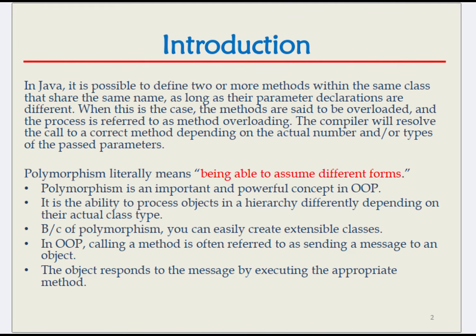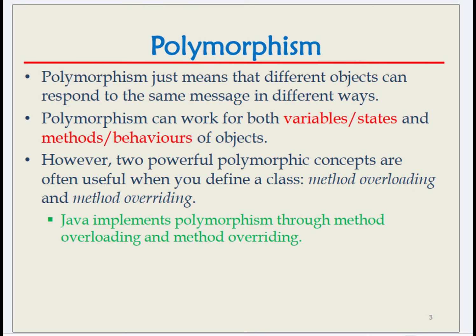In OOP, calling a method is often referred to as sending a message to an object. The object responds to the message by executing the appropriate method. 2. Polymorphism. Polymorphism just means that different objects can respond to the same message in different ways. Polymorphism can work for both variables/states and methods/behaviors of objects. However, two powerful polymorphic concepts are often useful when you define a class: method overloading and method overriding. Java implements polymorphism through method overloading and method overriding.